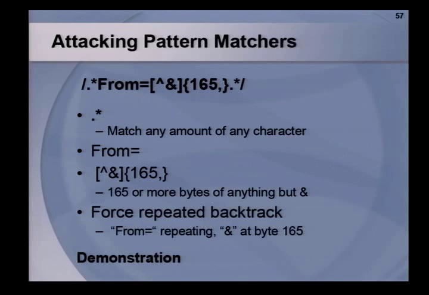So if you say from equals over and over and over again, and then every 165 bytes you insert an ampersand, none of the froms are going to match, but the regular expression engine has to check every single from equals, scan forwards at least 165 bytes, and look for an ampersand. If it doesn't see an ampersand, it says, okay, now go to the next from. If you insert a whole number of froms, you can make that take forever. We'll go ahead and do a quick demo of that.